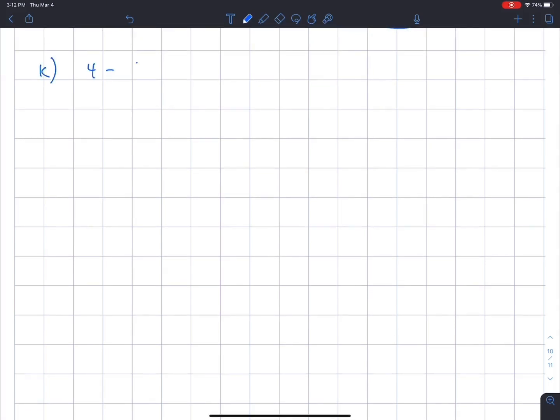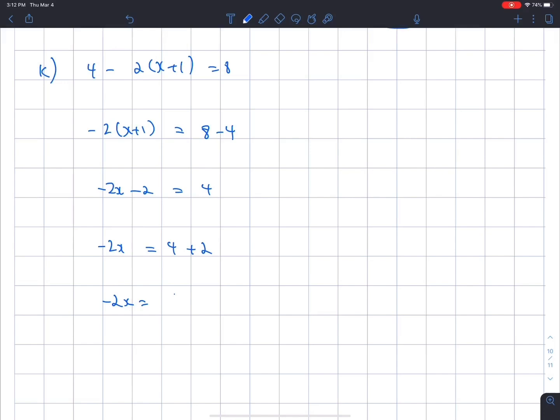4 minus 2 bracket x plus 1 equals 8. So I can just move the positive 4 over to the right-hand side and the sign changes, and then I'll distribute in: negative 2x minus 2 equals 4. 8 minus 4 is 4. So negative 2x equals 4 plus 2. Negative 2x equals 6. And then just dividing both sides by negative 2, we get x equals negative 3.